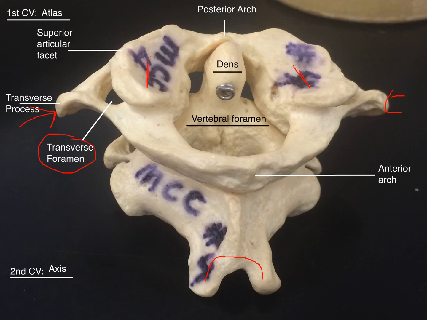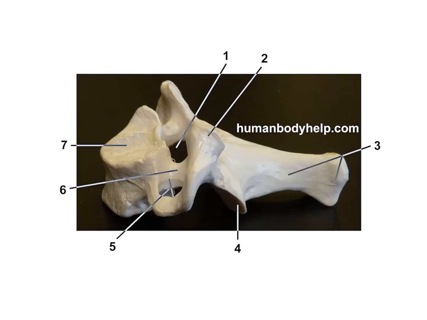The transverse foramen is where the vertebral artery and vertebral veins pass through on their way up to the brain, and these are the only vertebrae that have these extra openings. None of the other sets of vertebrae have them. So the cervical vertebrae, again, are the ones that make up the bones of your neck. And you have 7 of them, C1 through C7. C1 is also called the atlas. C2 is also called the axis.